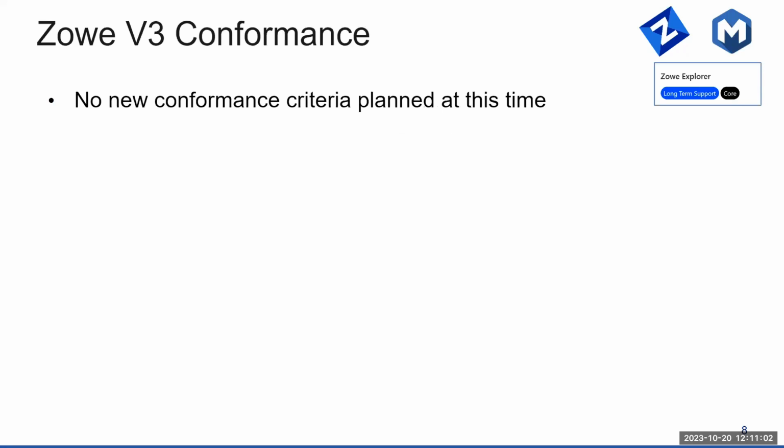In terms of conformance, at the time of this recording of this office hours, we do not have any new conformance criteria planned for V3. However, any items that apply for V2 would just carry forward. That meaning whether your extension should use the team config files, right? Should support that and everything else that applied in V2.